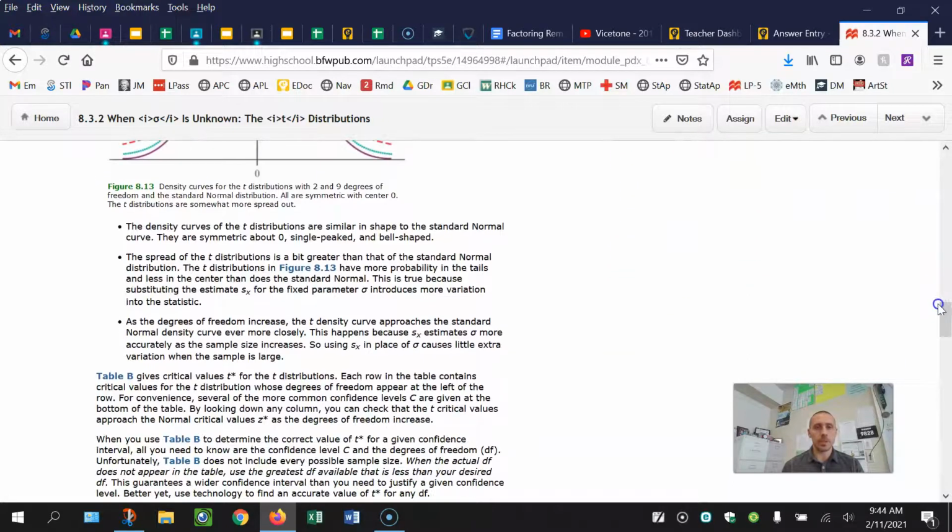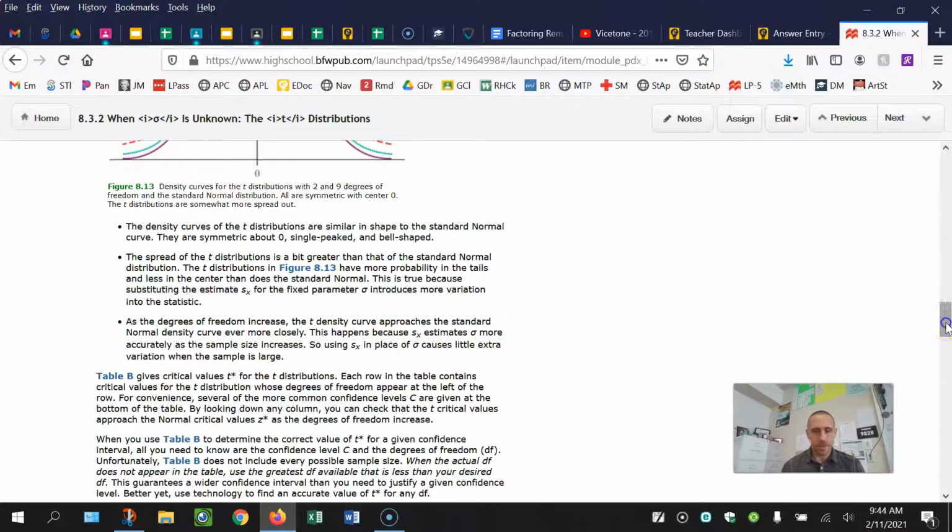Some facts about the t distribution: it's still a density curve, very same shape. It's spread out, with more variability, which I talked about. And as the degrees of freedom increase, the t density curve approaches the standard normal density curve.